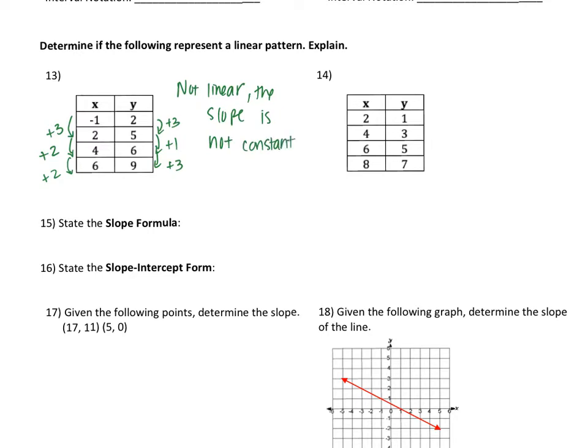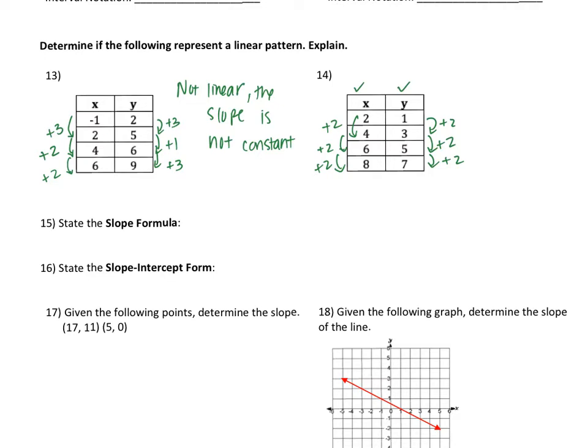And then for problem 14, let's take a look again. 14 goes from, for the x's, 2 to 4. So that's adding by 2. 4 to 6 is adding by 2, and then 6 to 8 is adding by 2. So x's do check out. This here is a consistent pattern. Let's check out the y. So y goes from 1 to 3, so that's adding by 2. And 3 to 5 is adding by 2, and 5 to 7 is adding by 2. So that's also a consistent pattern.